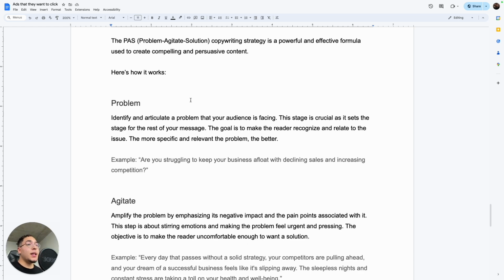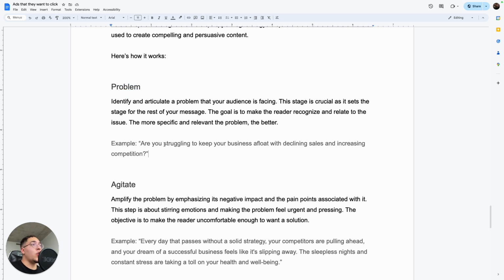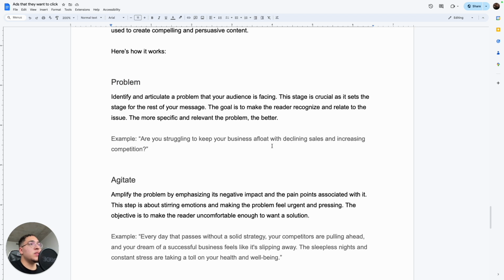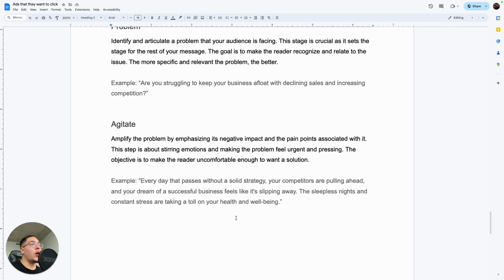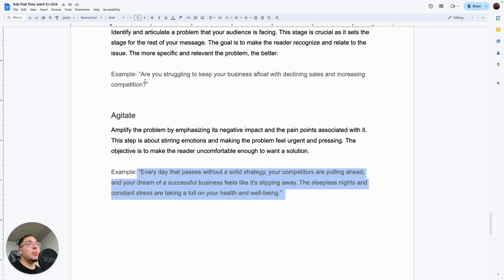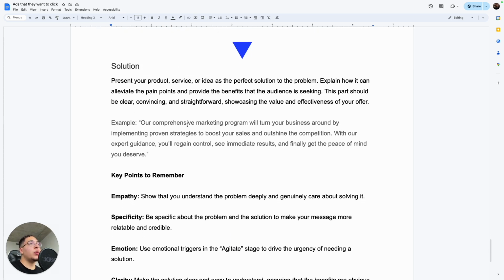This format is mainly based on agitating your prospects emotionally. So it's rather straightforward. Simply, you mention the problem. So are you struggling to keep your business afloat with declining sales and increasing competition? Then you agitate them. Every day that passes without a solid strategy, your competitors are pulling ahead and your dream of a successful business feels like it's slipping away. The sleepless nights and constant stress are taking a toll on your health and well-being. This is simply making the point that your problem is actually bigger than what you think it is. So we're agitating, and then we deliver the solution. So our comprehensive marketing program will turn your business around, etc., etc.